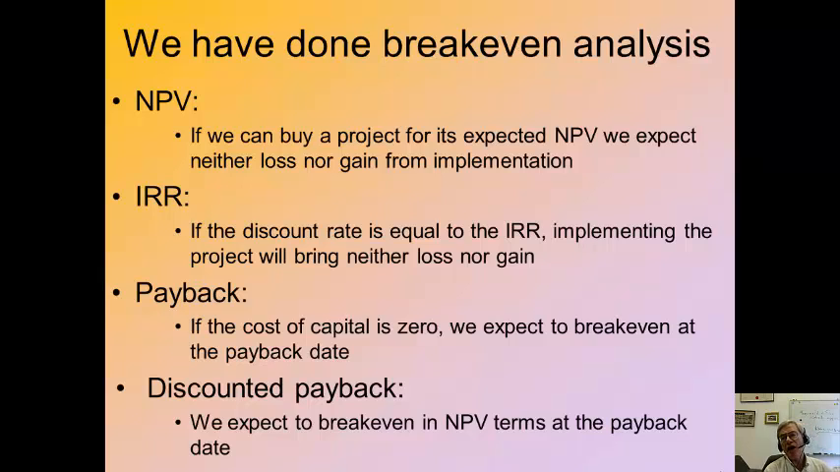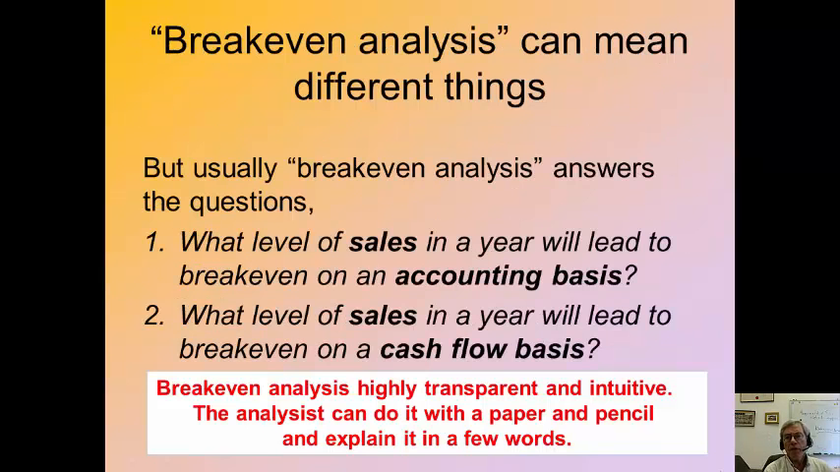And remember, when we did our goal seeking, we set a dependent variable, NPV, equal to 0 by altering independent variables of interest. Break-even analysis then can mean different things to different people. But in general, when a financial analyst says he or she is doing break-even analysis, they are referring to one of two questions. One question would be, at what level of sales in a year would there be a break-even on an accounting basis? So that would be an accounting break-even calculation. Another question would be, at what level of sales in a year would there be break-even on a cash flow basis? So that is a cash flow break-even point.